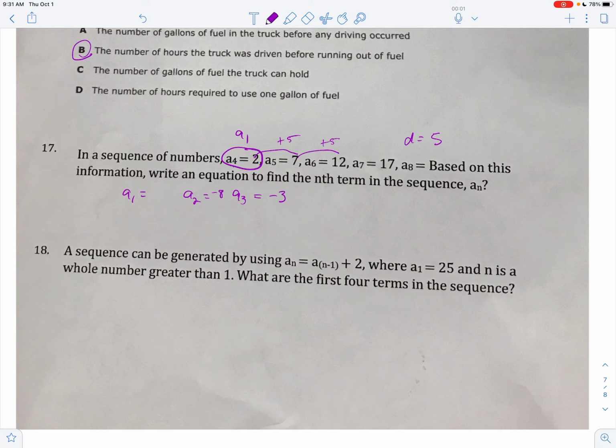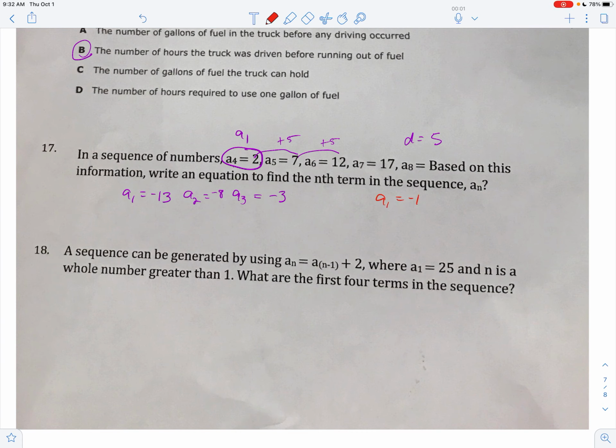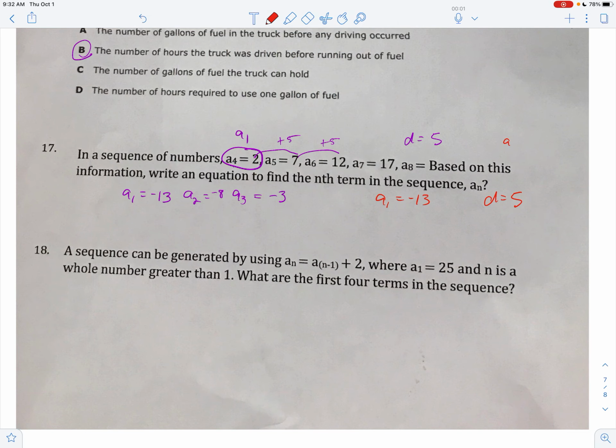And subtract 5 from that, A1, and we get negative 13. So our A1 is negative 13. Our D is 5. And to write an equation, let's remember we need to have A sub n equals A1 plus n minus 1 times D.